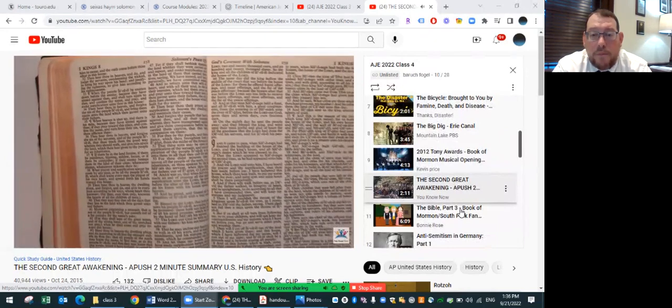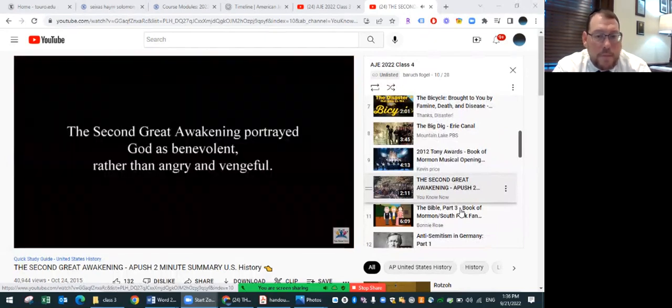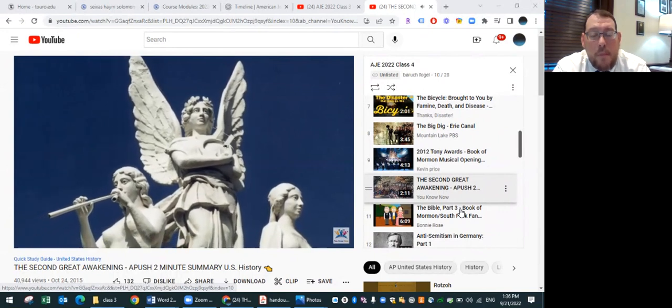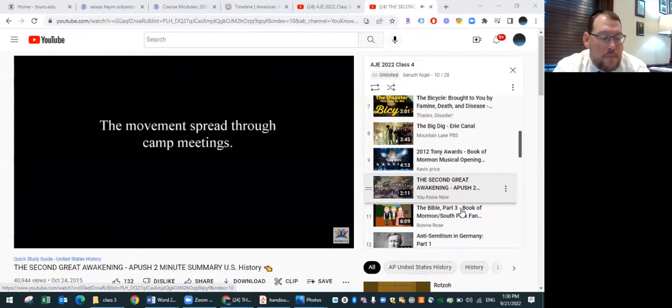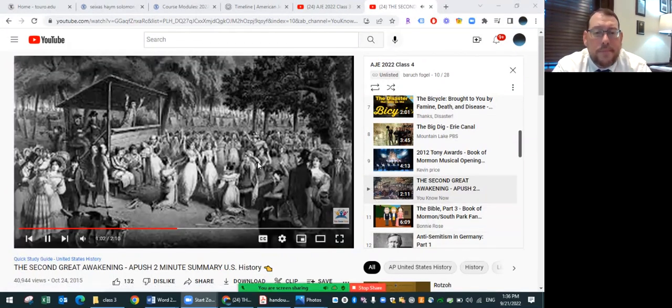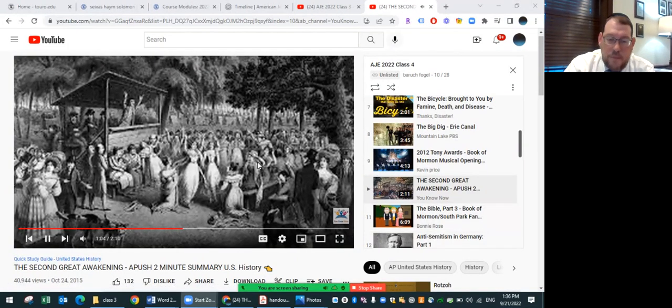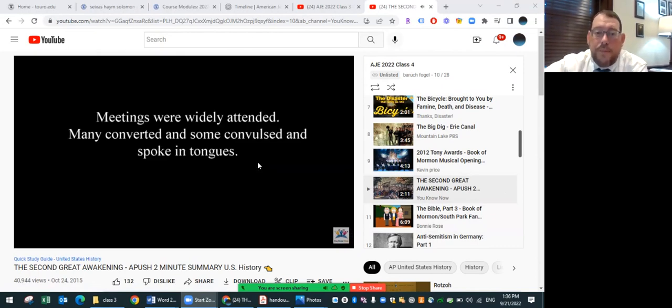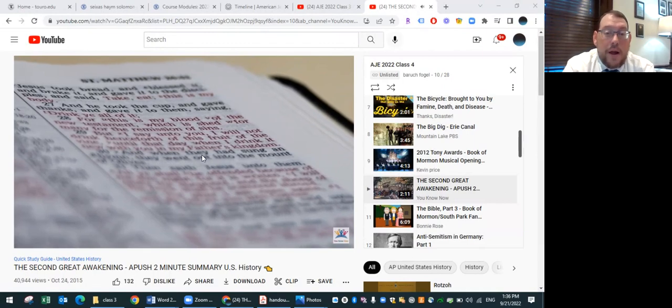The Second Great Awakening portrayed God as a benevolent and compassionate ruler who wanted salvation for man, rather than as an angry, vengeful God. The movement spread through camp meetings. It was during these camp meetings that you saw people speaking in tongues or having convulsive fits due to religious ecstasy. These physical signs and conversions further fueled the religious zeal that was consuming the country.